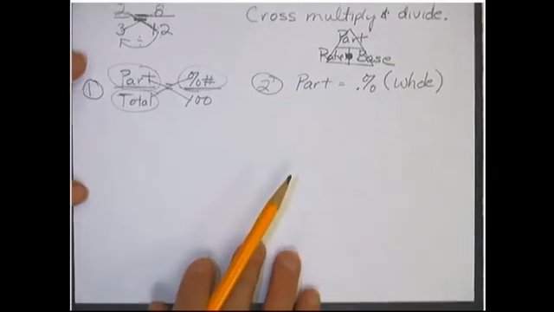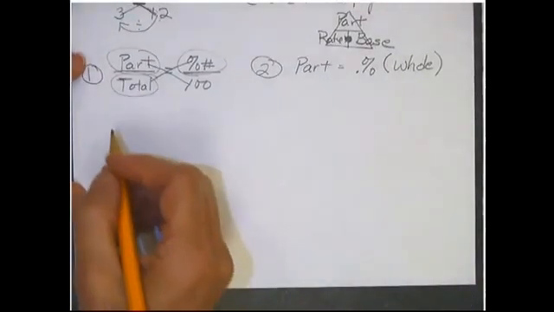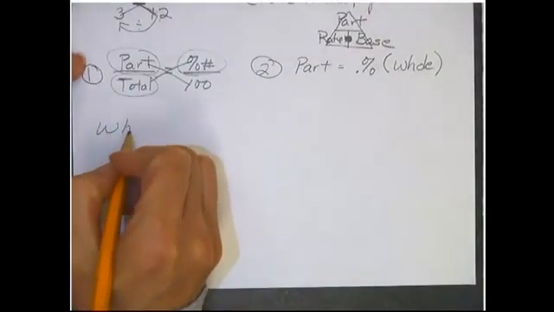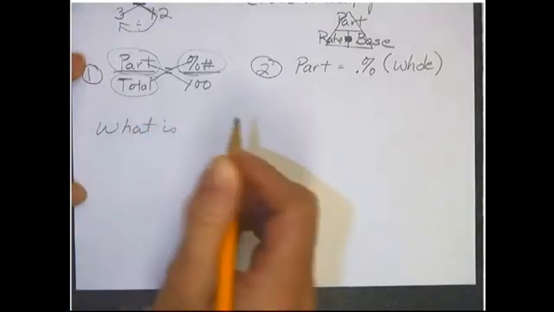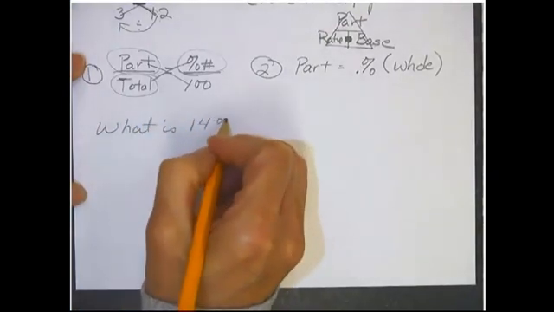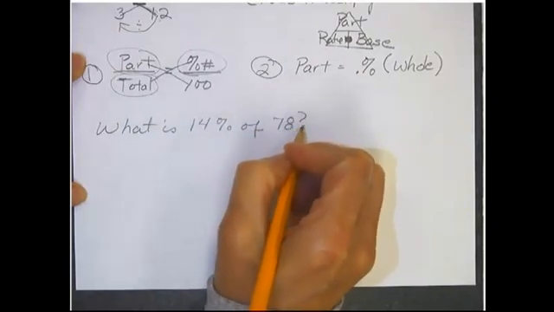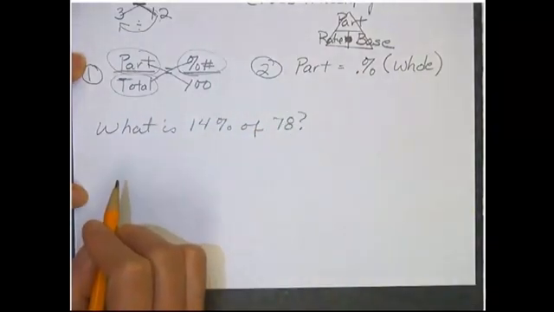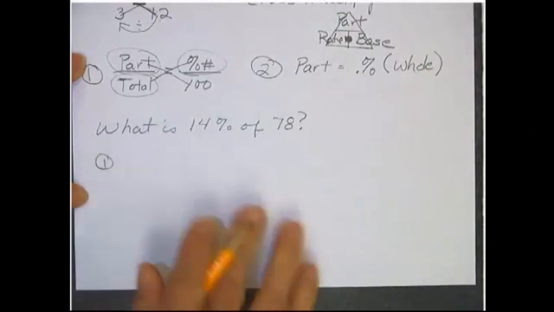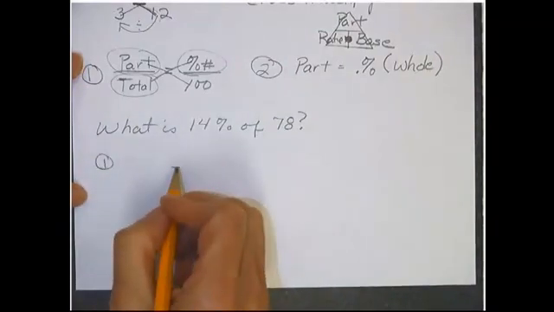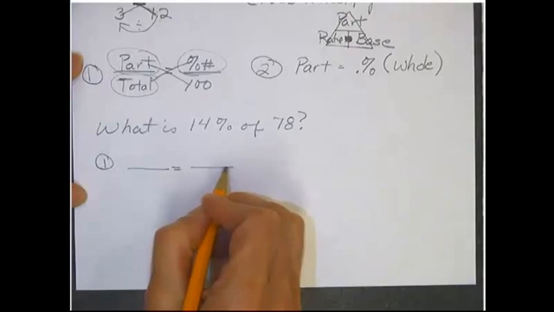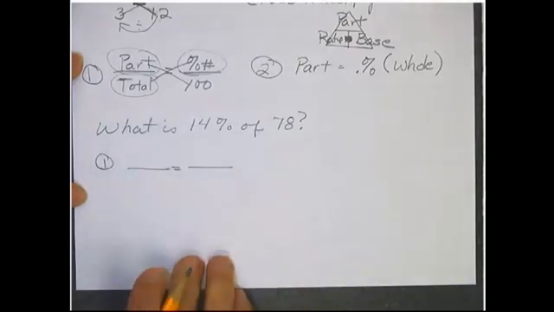Now I'm going to start out with a simple example where we are solving for the part. I'm going to make up a problem here. What is 14% of 78? Using the first method, cross multiply and divide, I'm going to set up my structure for the proportion.